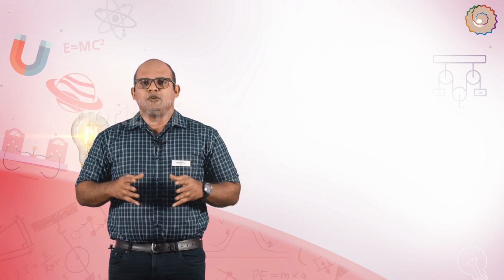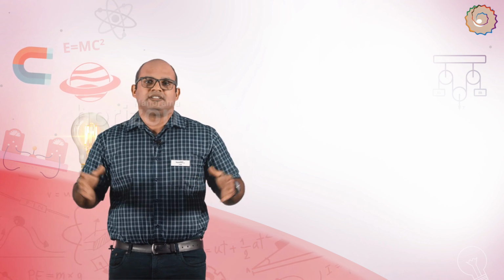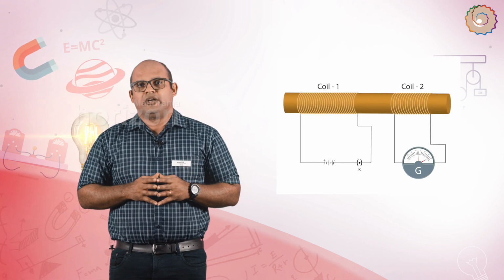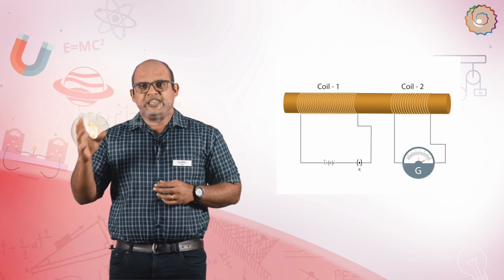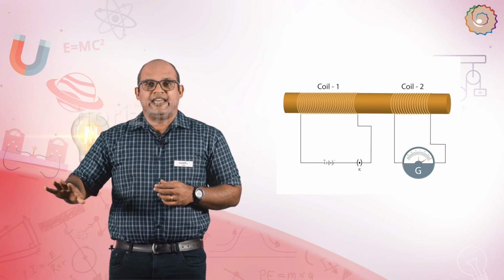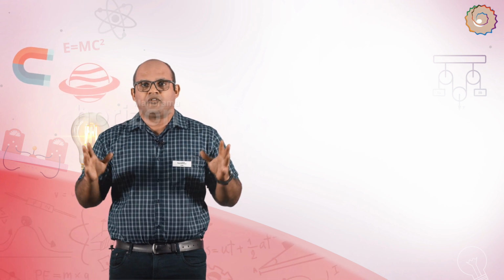The twin coil experiment. In the twin coil experiment, we have taken a soft iron core and we have wrapped two separate coils around it. The first coil can be connected to a power source using a key, and the free ends of the second coil are connected separately to a galvanometer. Please note, both of these coils are insulated from each other.